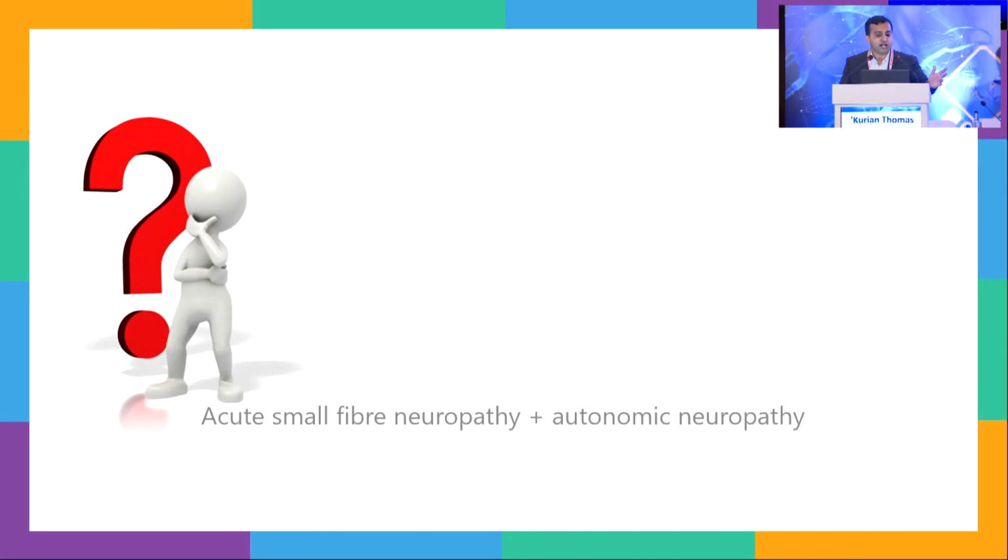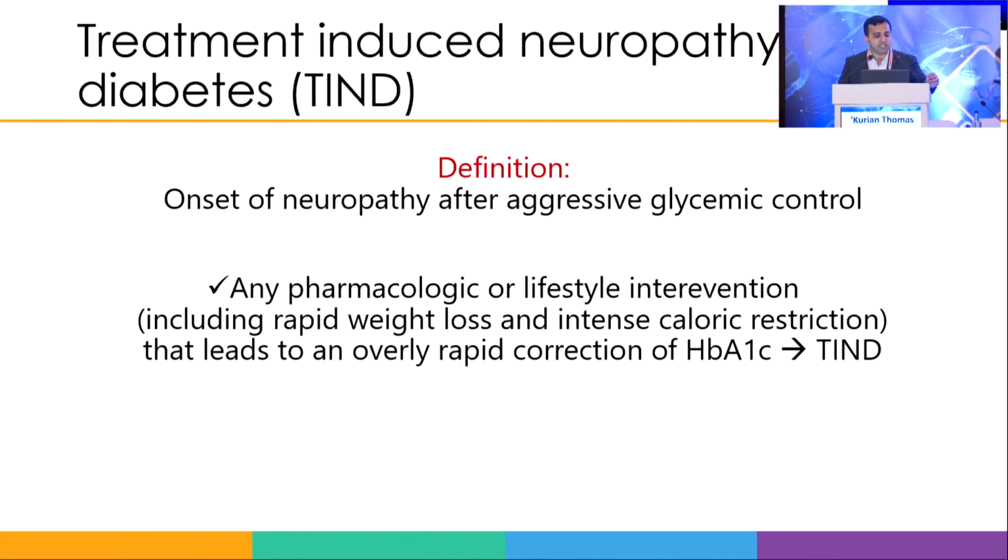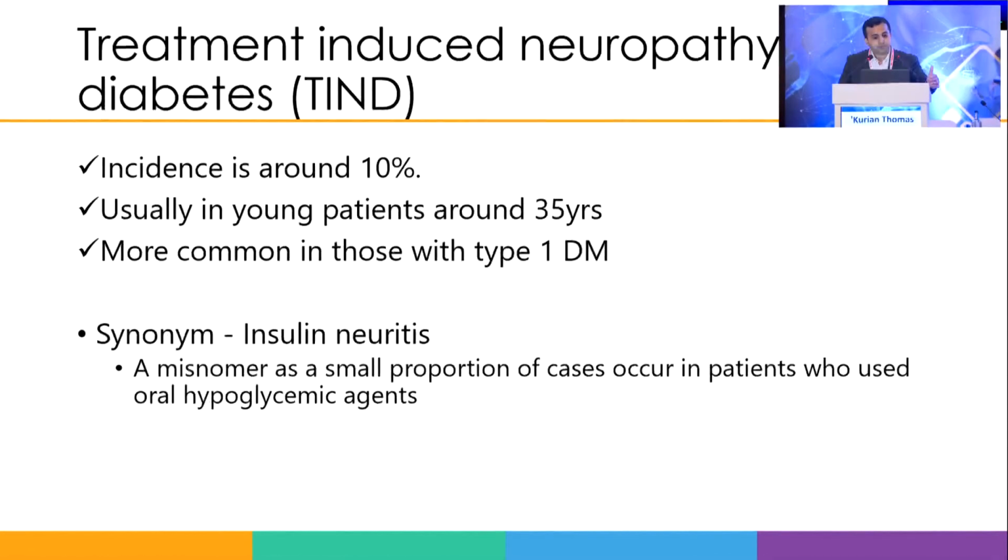Now conduction studies are normal. So he has an acute small fiber neuropathy and an autonomic neuropathy. So this is your treatment-induced neuropathy of diabetes. It usually happens in young patients when you go for aggressive control of diabetes. So don't try to control very fast. A more than 3 reduction in HbA1c over a period of 3 months, the patient can develop a small fiber neuropathy with autonomic neuropathy. It usually happens in young patients.